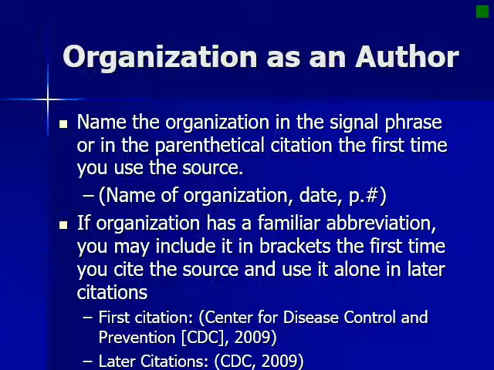If the organization has a familiar abbreviation, such as the Center for Disease Control and Prevention is known as the CDC, you may include it in brackets the first time you cite the source and use it alone in later citations. So as you see here with the first citation, you have to identify the Center for Disease Control and Prevention, and then in brackets you have the CDC, and then comma, year in parentheses. And in later citations you can just use CDC, comma, date.